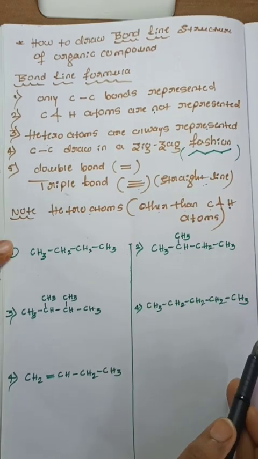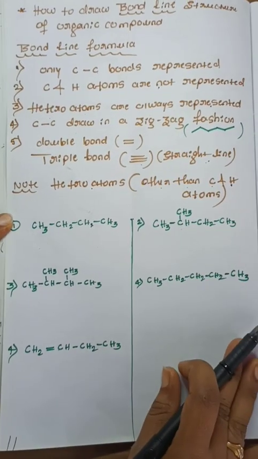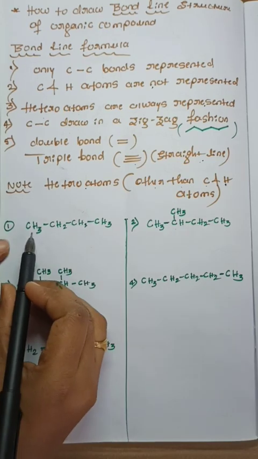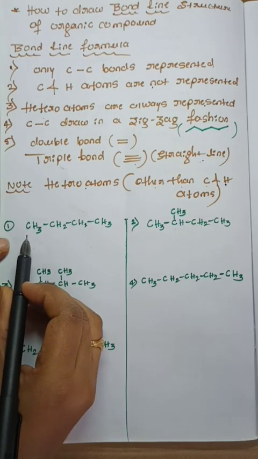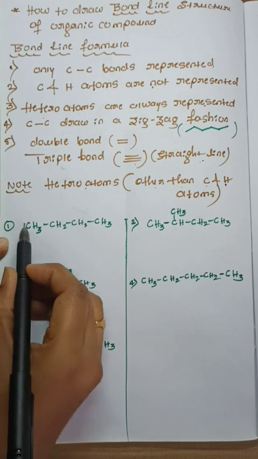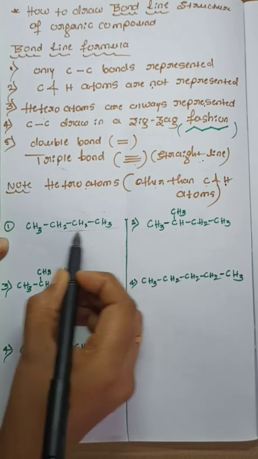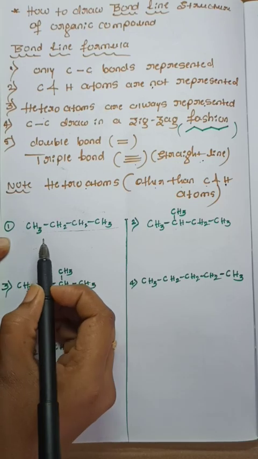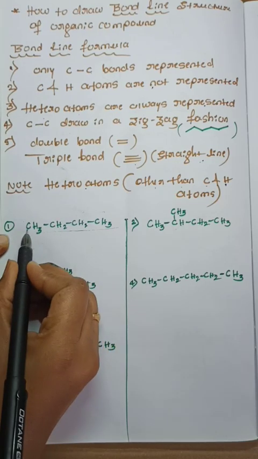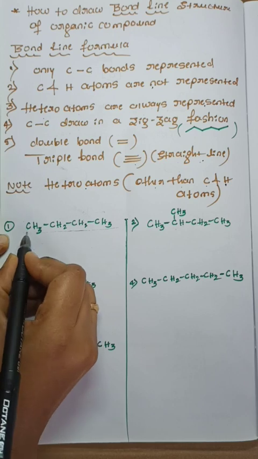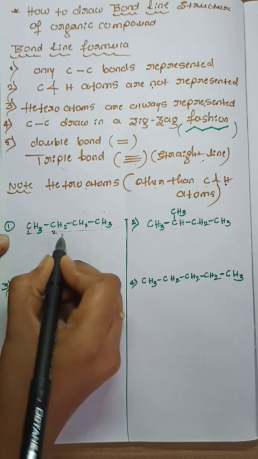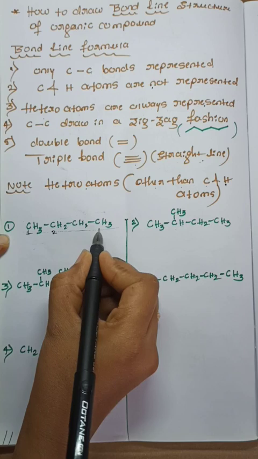Next, I'll explain by taking an example. Here I have taken one example. First, we have to select the longest chain. Here this is the longest chain, correct? Here there are no side substituents present. Now in this chain we have to count how many carbons there are.